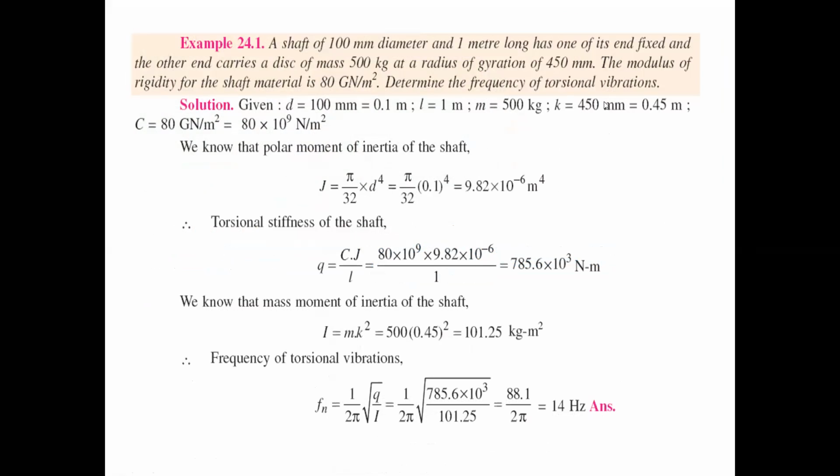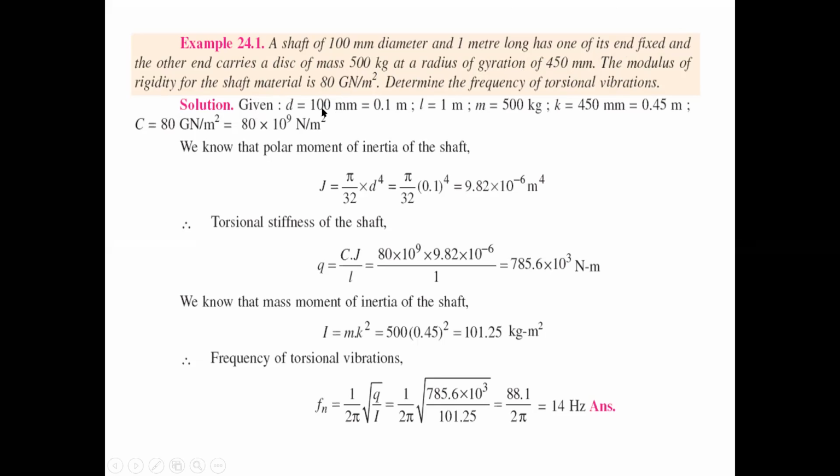Now we have a problem regarding the earlier topic. A shaft of 100 mm diameter and 1 meter long has one of its ends fixed, and the other end carries a disk of mass 500 kg at a radius of gyration 450 mm. The modulus of rigidity of the shaft material is 80 giganewton per meter square. Determine the frequency of free torsional vibration.